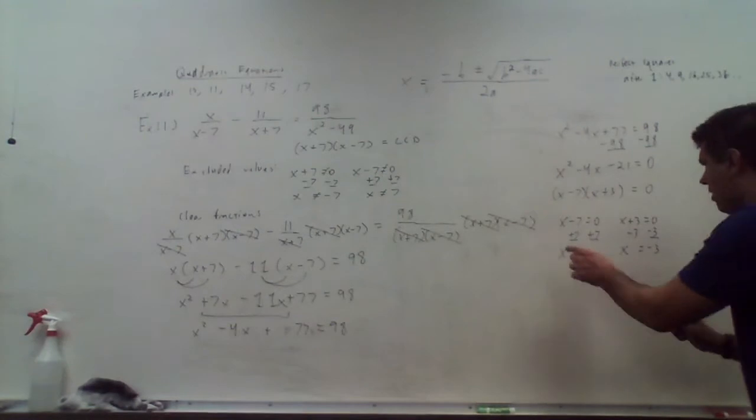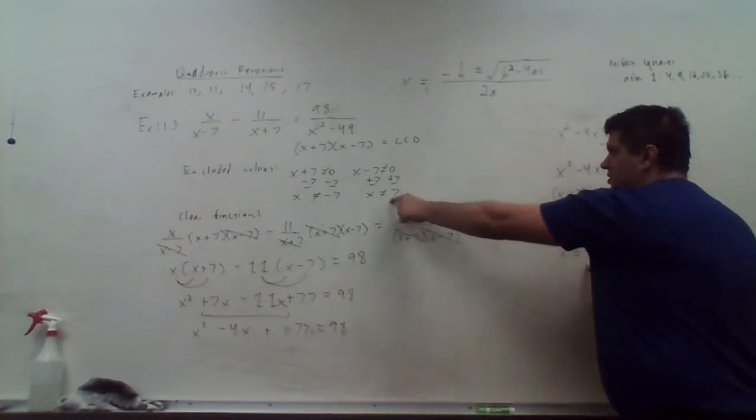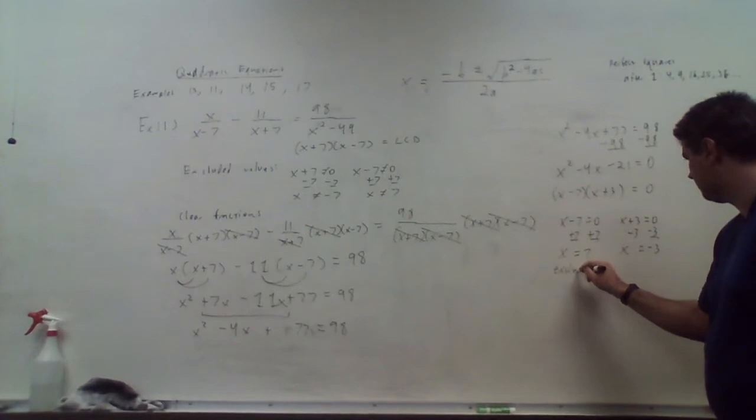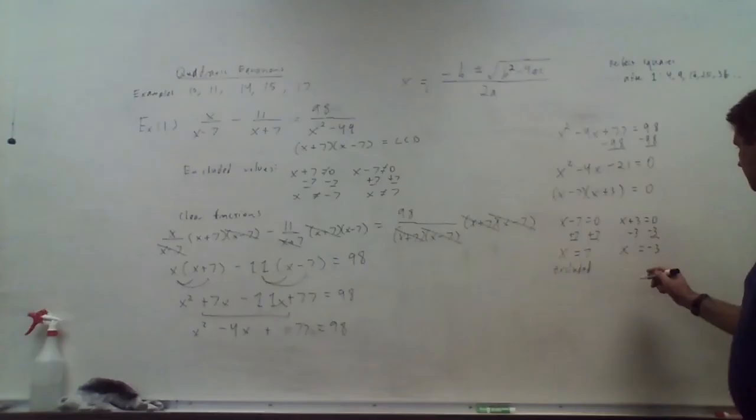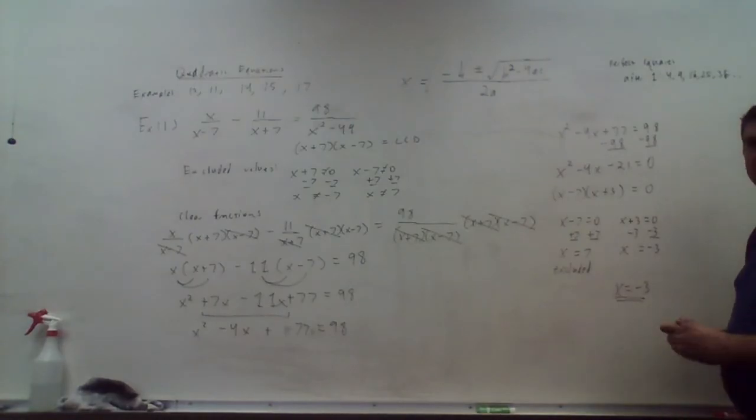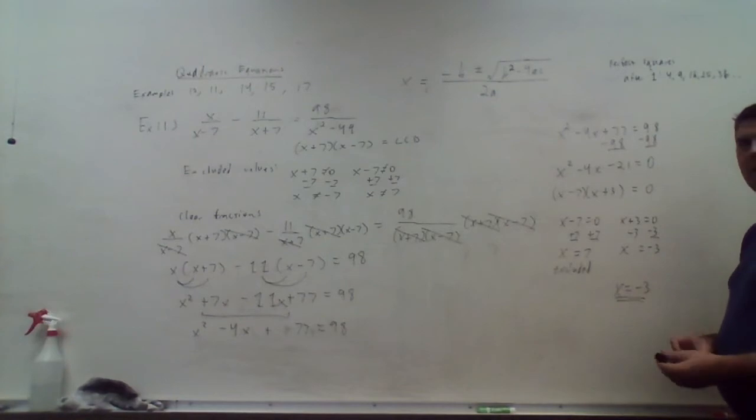Here's the problem. This is excluded. But this is fine. So x equals negative 3 is your only solution. I'm going to pause here and resume this video in a moment.